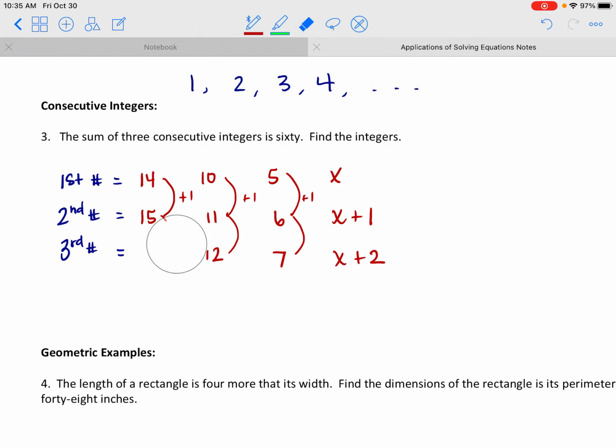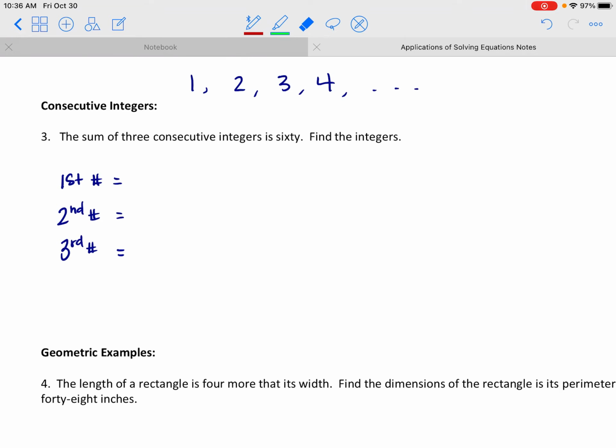So we're going to say for any consecutive numbers, doesn't matter what your consecutive numbers are, if you call the first one x, the second one would be 1 more, the next one would be 2 more than the first, the next one would be 3 more than the first, and it would just continue on depending on how many consecutive numbers you had. So we're going to call the first number x, the second one x plus 1, and the third one x plus 2.